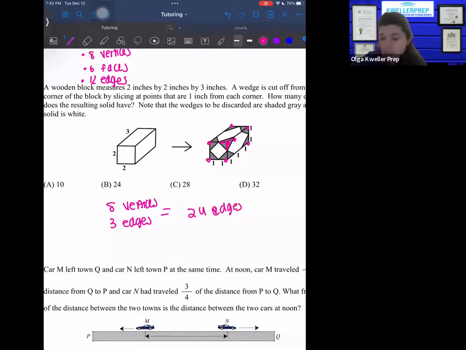But be careful because those aren't the only ones, right? We also have to think about the ones that connect. So these extra 4, 1, 2, 3, 4 that I just showed you guys, we also have to count. So we have to count those 4 extra and we get the answer of 28.